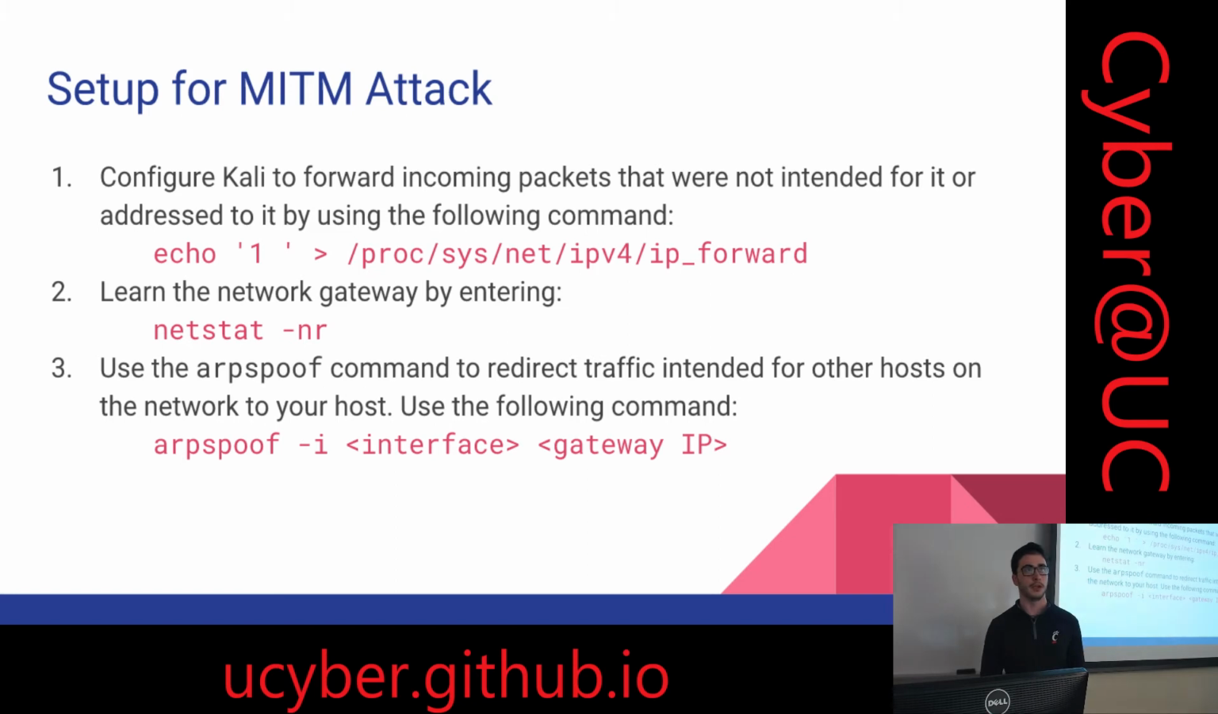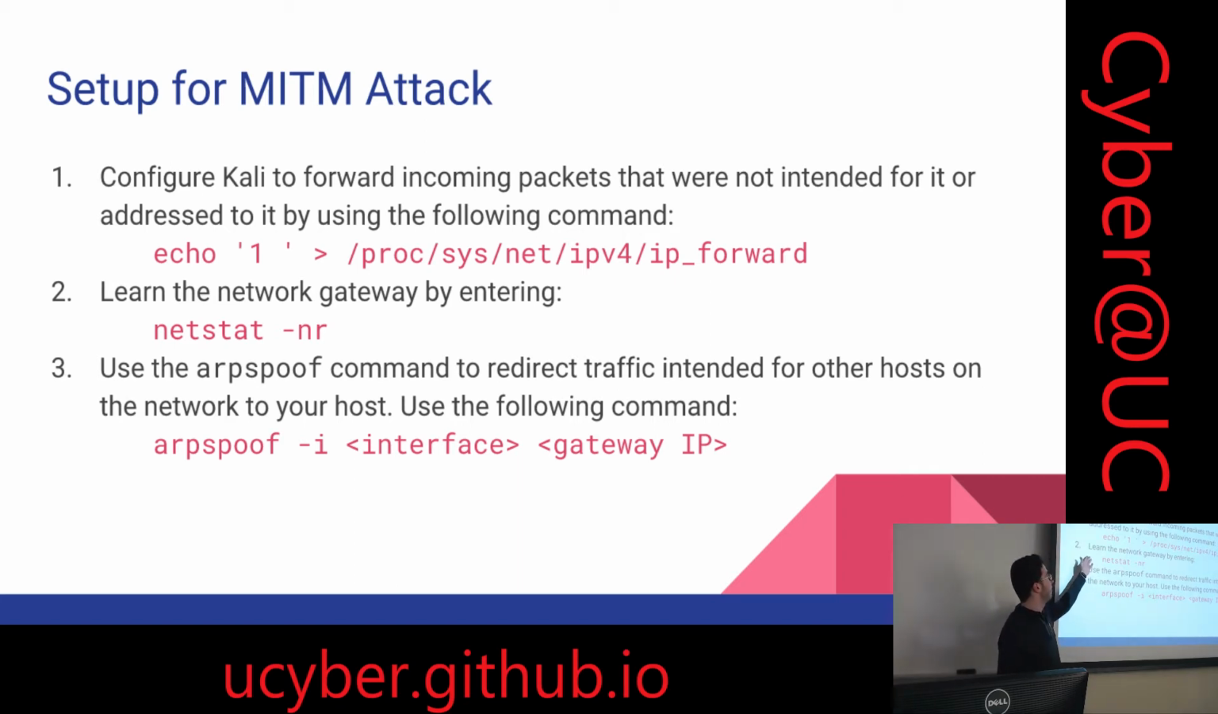So what we're going to be doing here is basically telling our box to forward incoming packets that were not addressed to it, using the following command here. So this is the first thing we have to do: we're forwarding packets to our machine. The space is a typo. You just need to set it to a 1 from a 0, allowing this IP forwarding to take place.